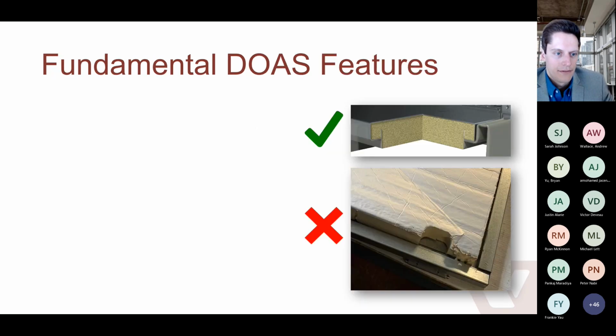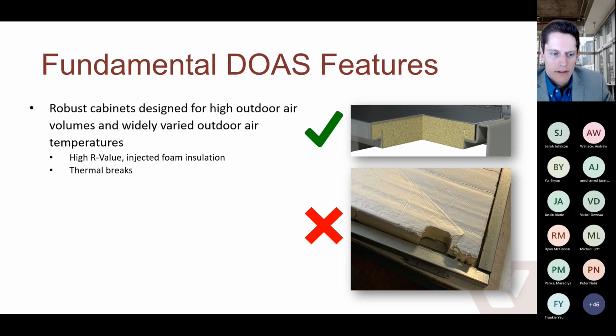I'm going to talk about just a few fundamental features and some different design considerations with the DOAS unit. I'll dive into the details here. I've got a couple pictures up, and one of the key differences with the DOAS unit is the casing and the cabinet construction. That might not be the first thing you think about when you think of a DOAS unit, but it is critically important. It all starts with the foundation of how you build the product.